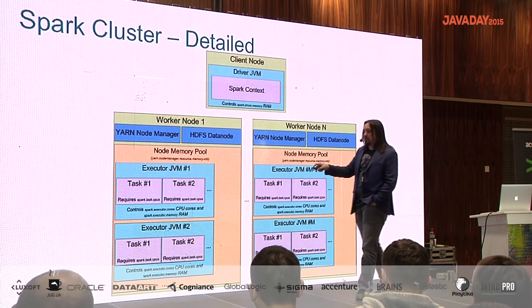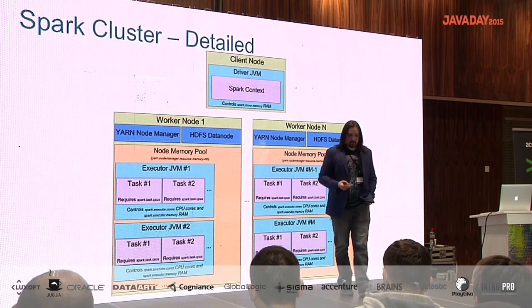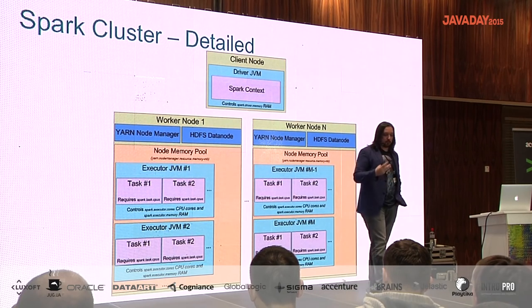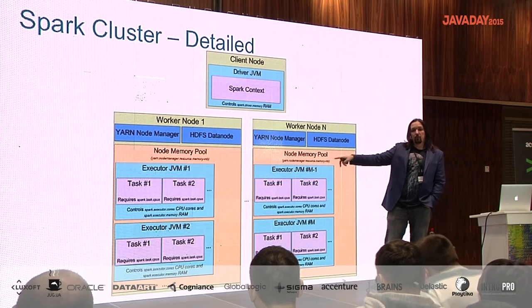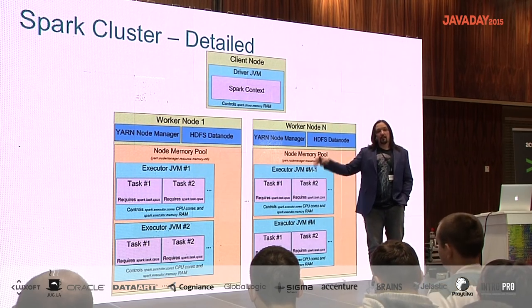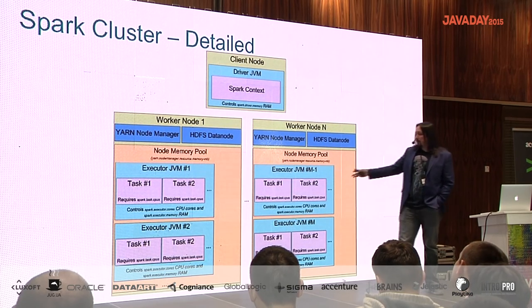Each executor JVM might execute many tasks in parallel, because for each of executors, you specify the amount of cores it can work with. For each of the tasks, you specify the amount of cores this task requires. And then each executor might run a number of tasks. And you might have many of them.